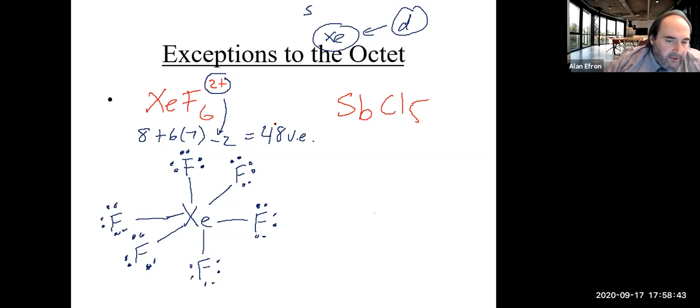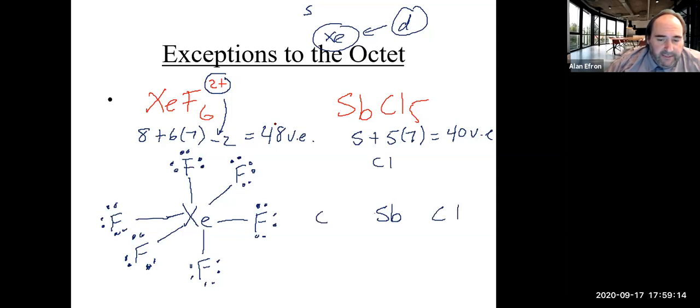Following the same approach with this one, we have antimony, which is Sb, number 51 on the periodic table, and 5 valence electrons, plus 5 times 7 for our chlorines. That's 35 and 5, which means our picture should have 40 valence electrons. Sb is again going to be in the middle, as it is definitely lower in the periodic table than chlorine. And we only have 1 of those versus 5 of the others. So we will do our arrangement here.